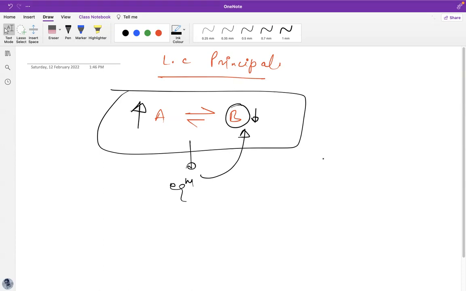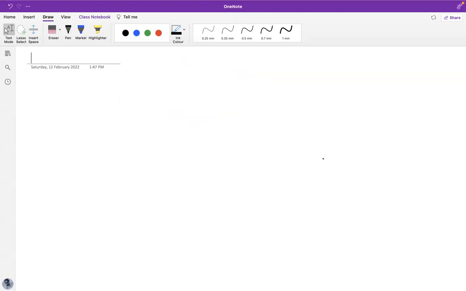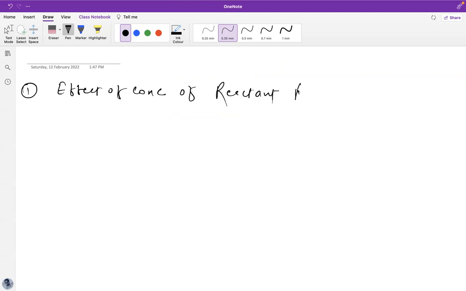So I'm going to talk about the very first effect, the effect of concentration of reactant and product. It means what will happen if you change the concentration of reactant and product.